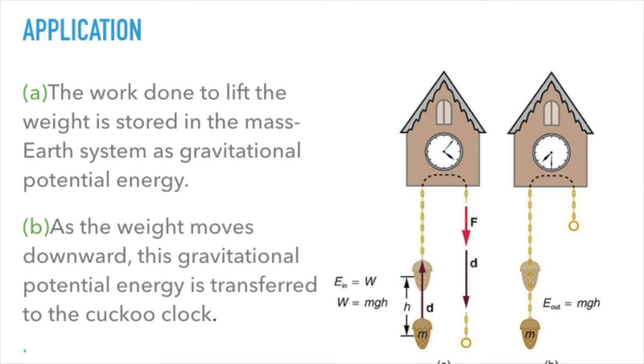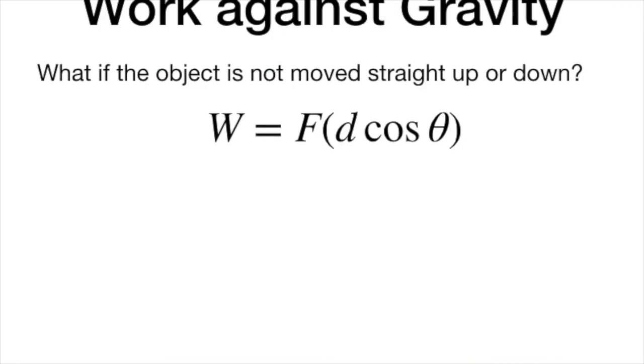All right, so we can see that whatever distance I pull this down, whatever work I put into the system increases the gravitational potential energy, and then later that same amount of gravitational potential energy is going to be used to run the clock.